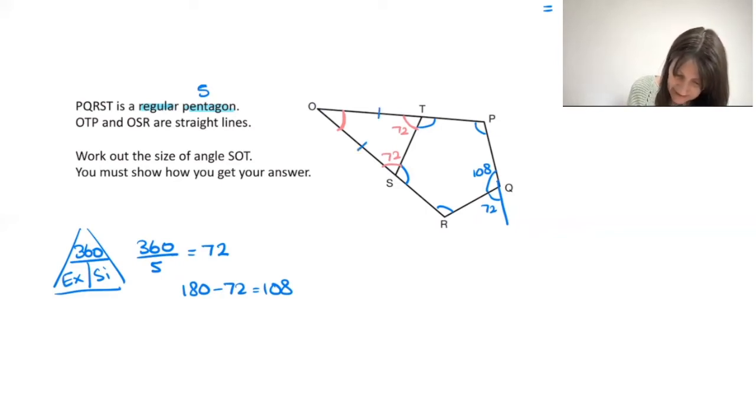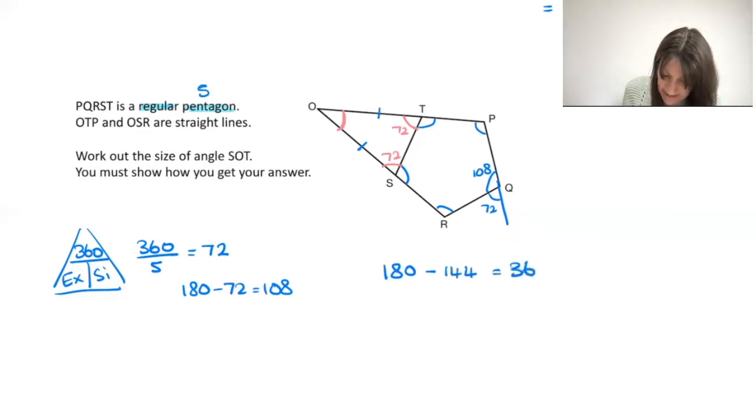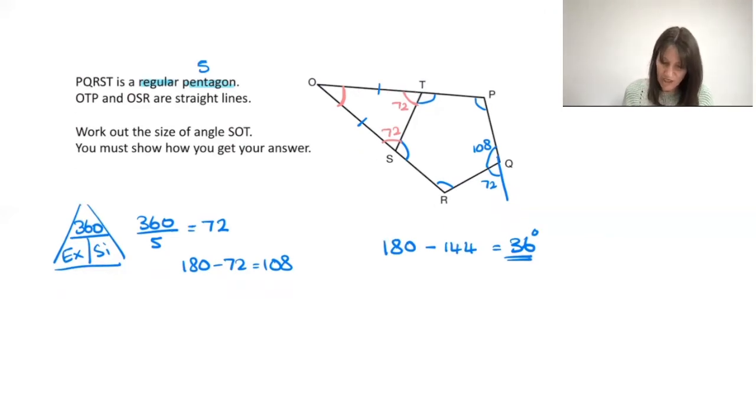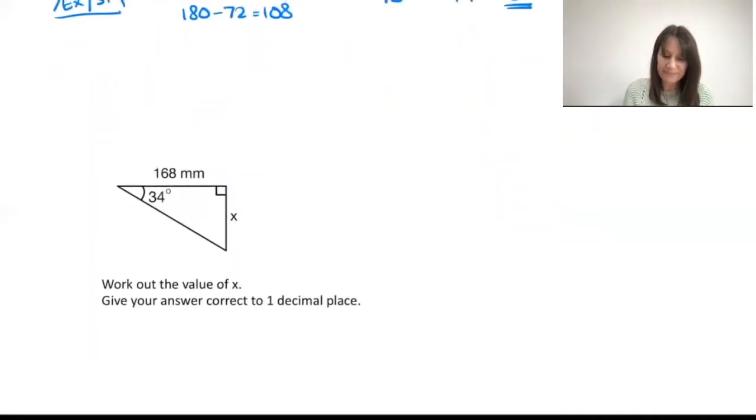This is isosceles. It has to be because 2 angles are the same. Not that it overly matters, but that's what I've got. So 180, take away 72 plus 72, which is 144, gives me 36. 36 degrees is the size of that angle. And if you got that right, well done. Good work. Okay, there's your next one. Pause and hit play when you're ready.